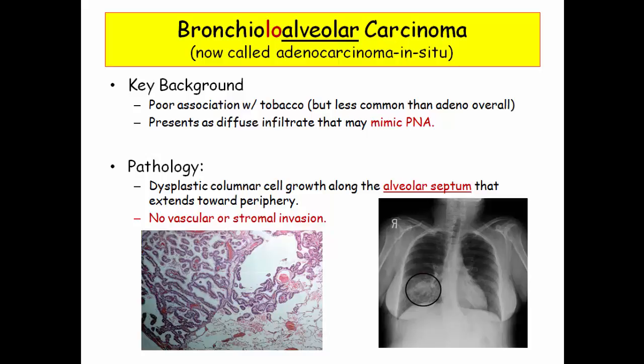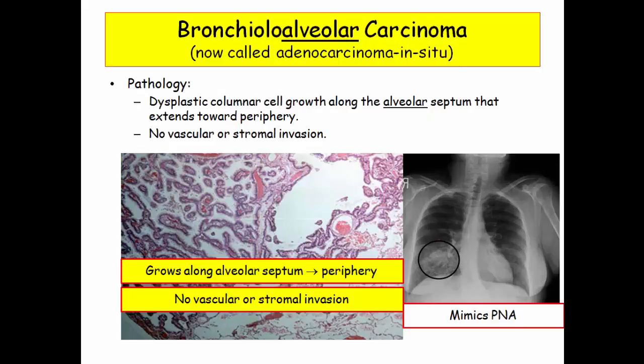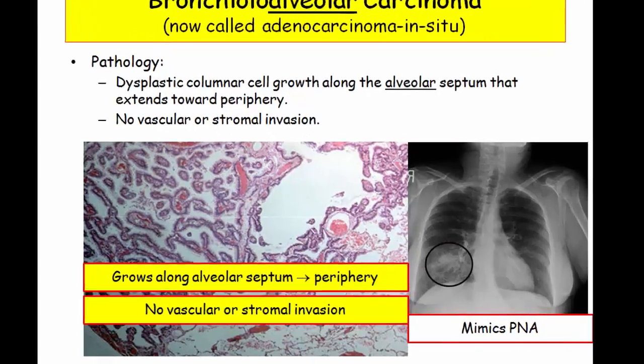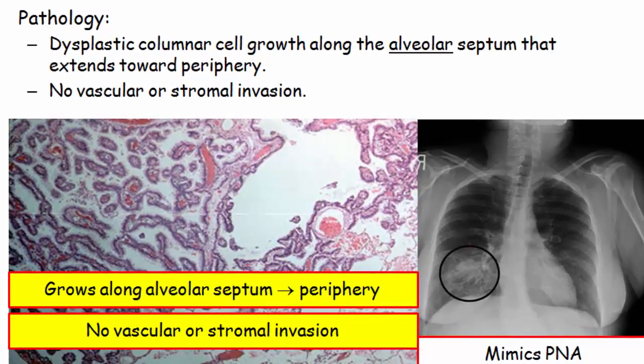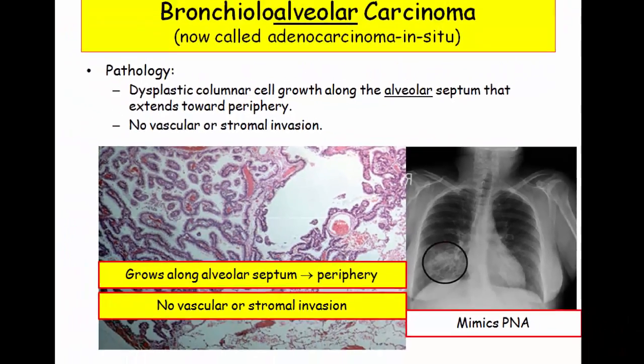Columnar cells extending toward the periphery with no evidence of vascular or stromal invasion. This is bronchiolo-alveolar carcinoma or adenocarcinoma in situ. And look what I just did. I enlarged the previous slide and I'm repeating the pathologic description. I'm doing this because it's either going to be the substance of one question or it's going to appear as a pathologic distractor. There's no reason to miss this one. On the path specimen, you could just about see it growing along the septum, and this ties in nicely with the infiltrate on the chest x-ray.